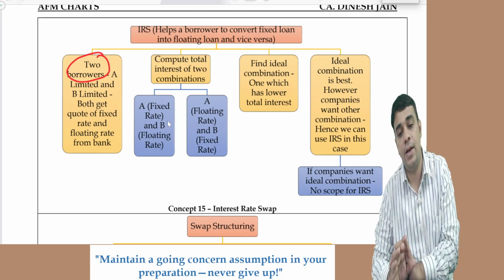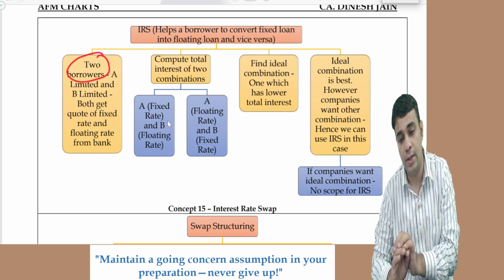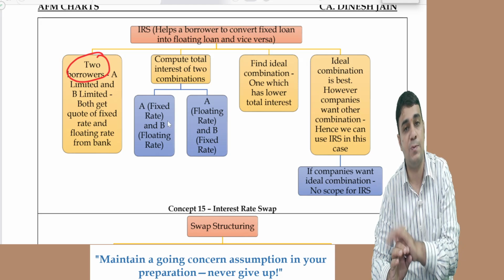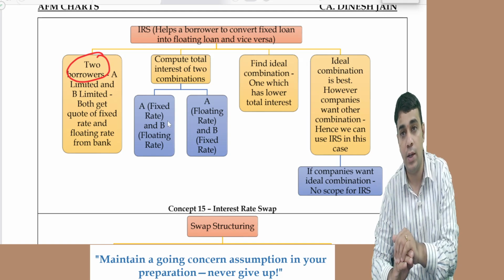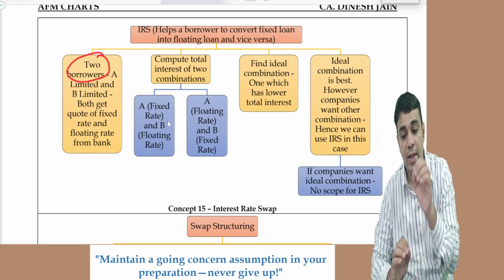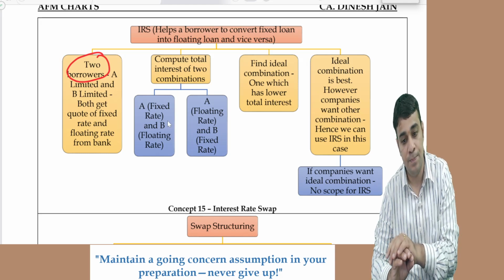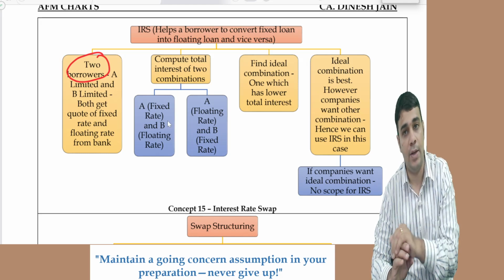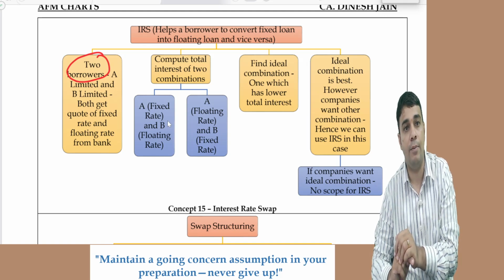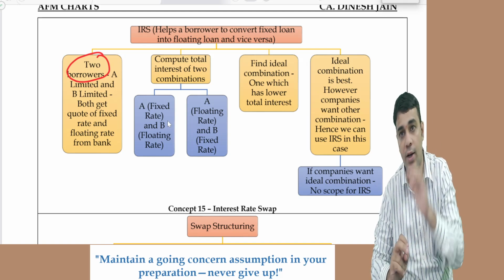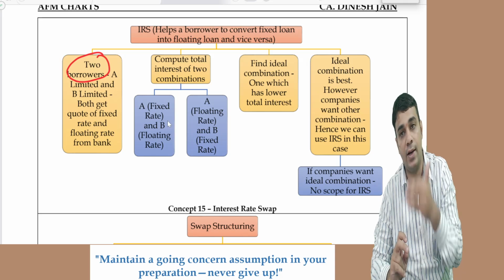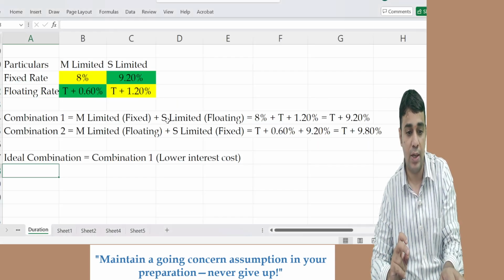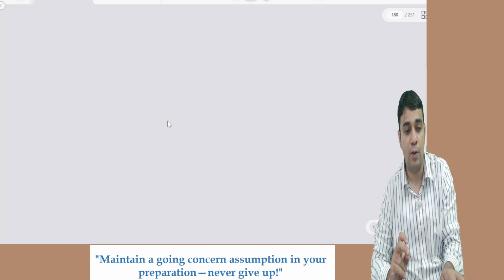Find ideal combination, one which has lower total interest cost. Ideal combination is best. However, companies want other combination. Hence, we use IRS in this case. If companies want ideal combination, no scope for IRS. What is IRS? You'll understand as we proceed. Why, if they want ideal, there is no scope for IRS, you'll understand. So in this question, let's read now and understand what M wants and what S wants.